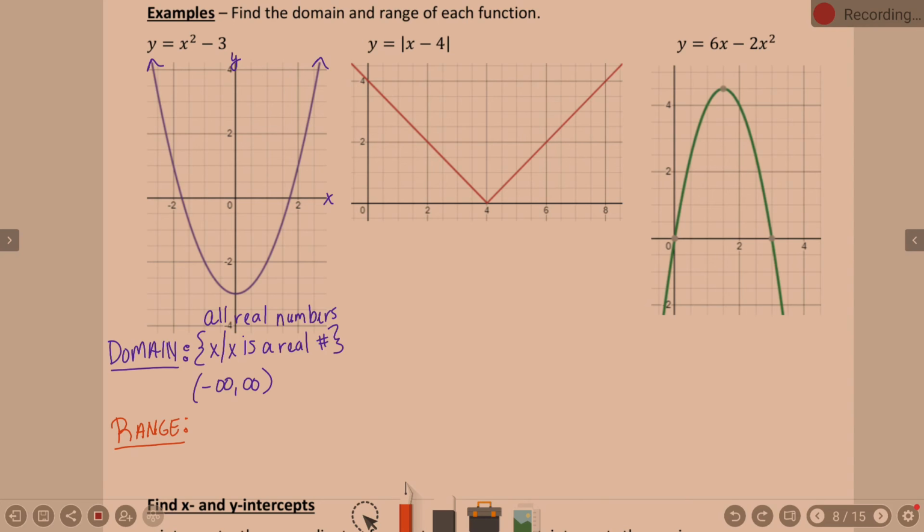Range. Domain were the x's. Range is the y's. Where do y's go? Up and down. So, how low do I go? -3. This point right here is -3. Does my graph ever go below -3? No. So my graph starts at -3 for the range. How high does it go? It goes up and up forever. Does it stop? No.